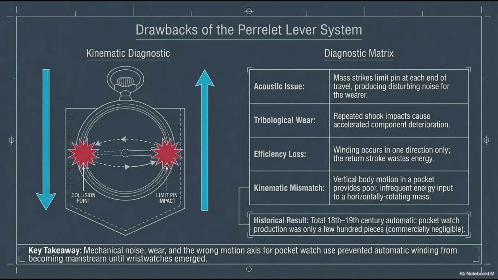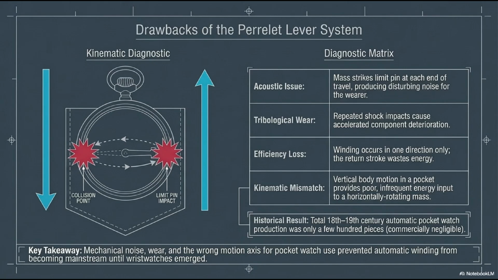As brilliant as Perrelet's lever system was, it suffered from several severe mechanical and practical drawbacks that prevented it from becoming a mainstream success. Let's look at the diagnostic matrix on the right to understand why it failed commercially. First, there was an acoustic issue. Every time the heavy mass reached the end of its travel, it violently struck the limit pins. This produced a noticeable, rhythmic knocking noise that was highly disturbing and unrefined for the wealthy gentleman wearing them.